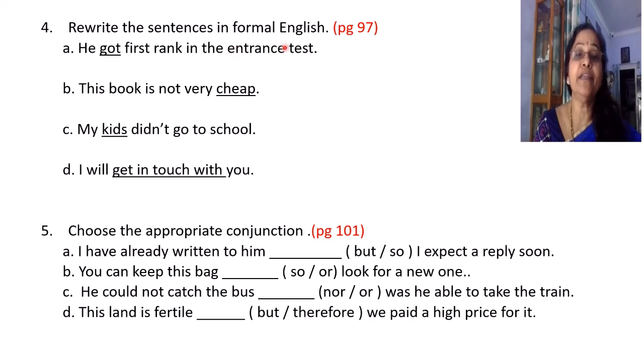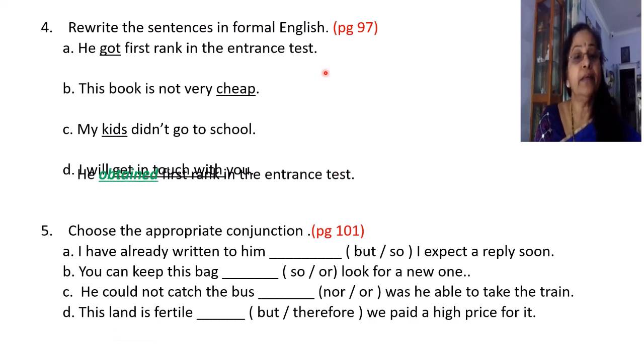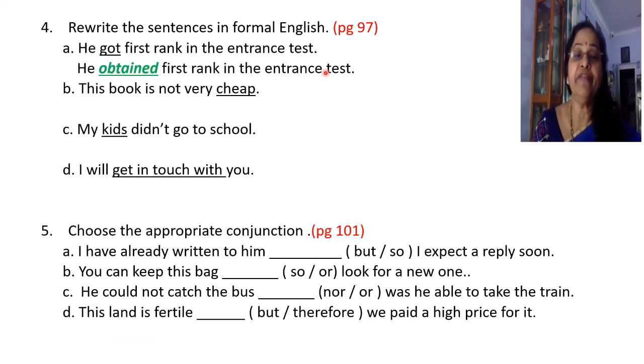Rewrite the sentences in formal English. There is a particular subunit called formal and informal English on page number 97. Just give one reading, it will be sufficient for you. You will not forget it. It's so easy to understand. The sentence is: he got first rank in the entrance test. This is informal. So what is the formal sentence? He obtained first rank in the entrance test. So got is the informal word and obtained is the formal word.